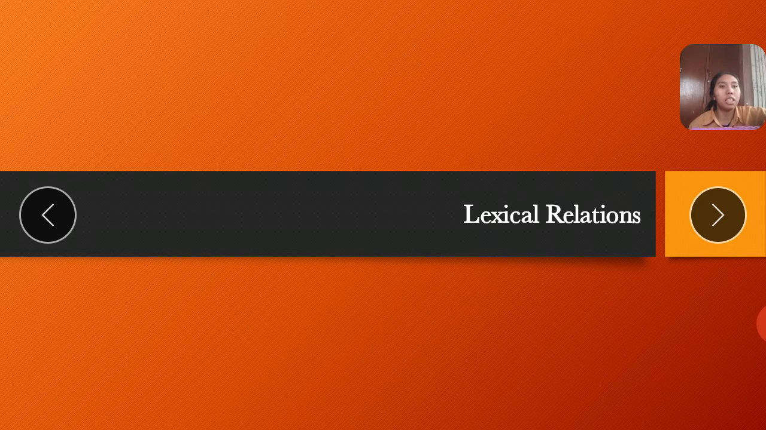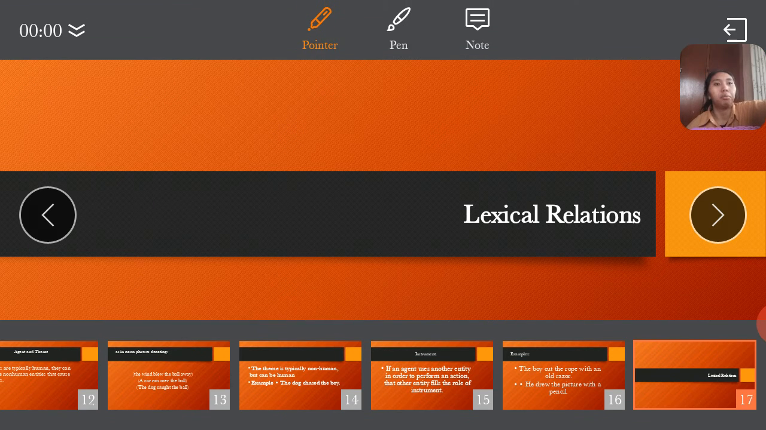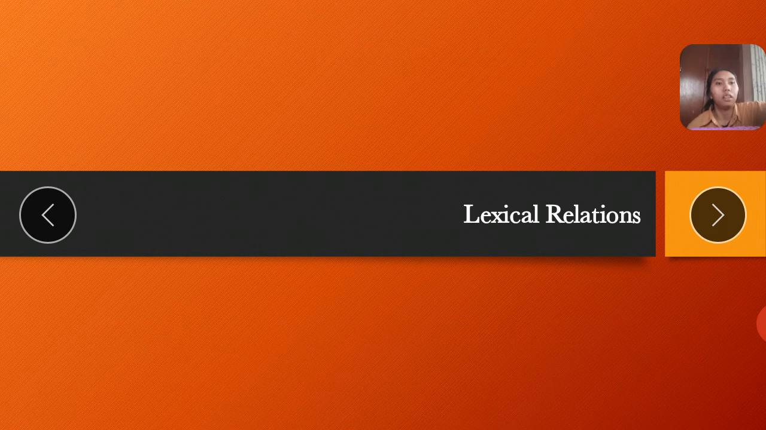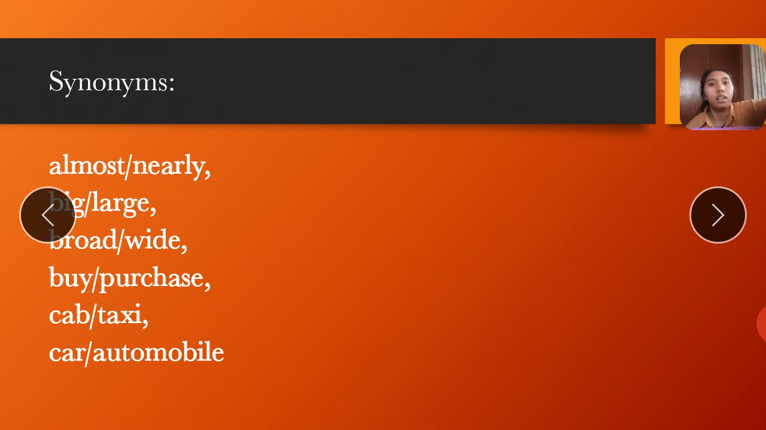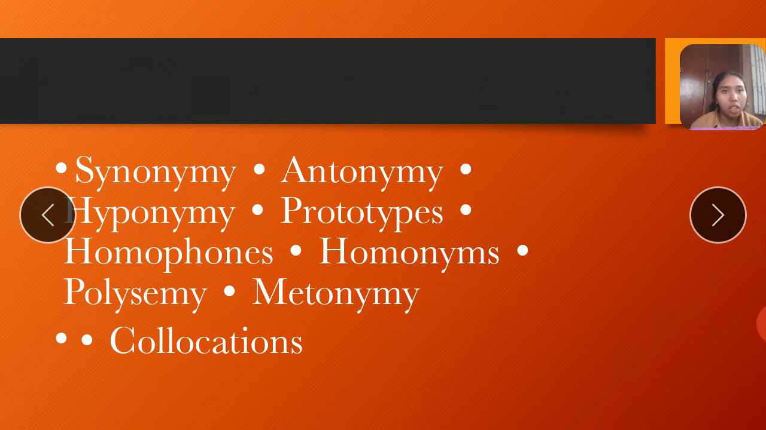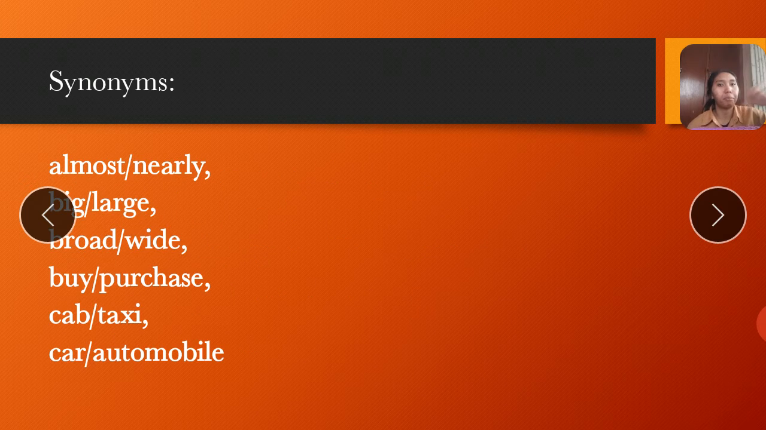And then for the lexical relations, there are synonym, antonym, hyponym, prototypes, homophones, homonyms, polysemy, metonymy. I will discuss these one by one.